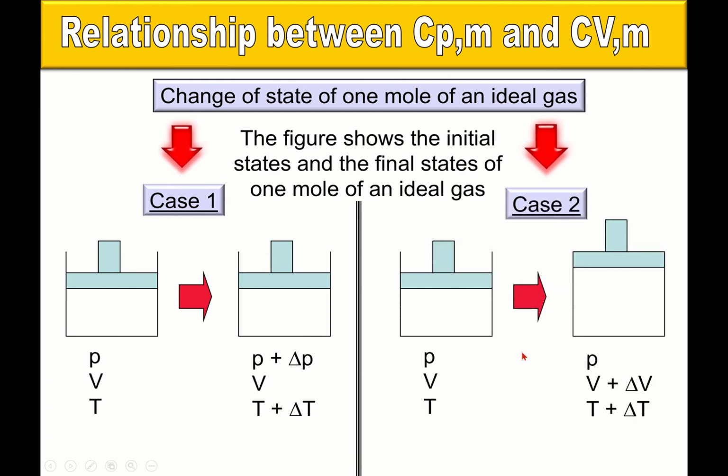For the second case, the initial state has the same pressure, volume, and temperature as case 1. But for the final state, we keep the pressure constant, and the volume increases by delta V and the temperature increases by delta T. So for both case 1 and case 2, the temperature increases by delta T.